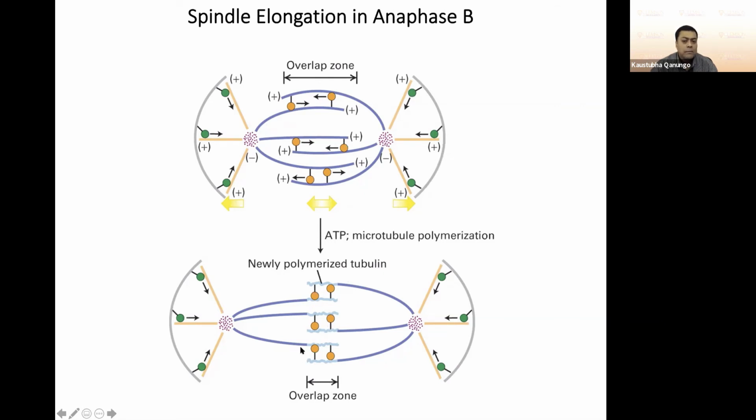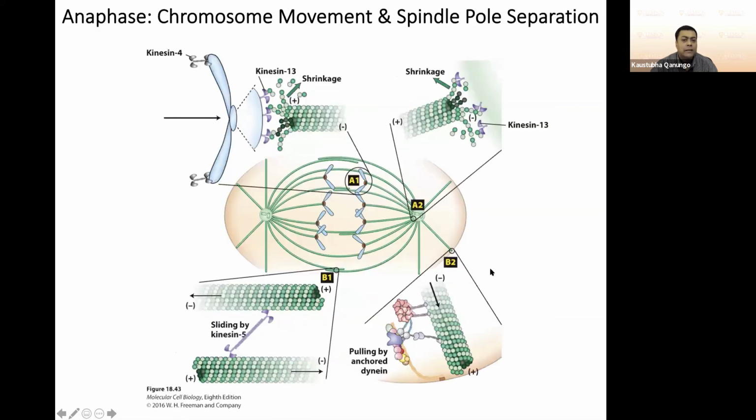So some polymerization also goes on so that the cell can grow in length. These are just some of the ideas of how the different types of movements are happening. Right here, remember that, as I said, kinetochore microtubules are shrinking. As there is a shrinkage happening, on the other hand, kinesin 13 will try to move at the minus end, and automatically, if they're trying to go towards the plus end, it will get pulled towards the spindle.